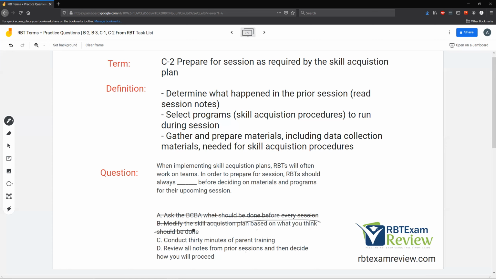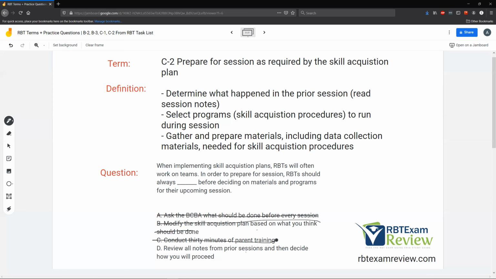C, conduct 30 minutes of parent training. Okay, so one, right, is your role parent training? No. You might assist in parent training, okay, but that's not your job. Two, okay, should you be doing 30 minutes of parent training before every session? Not necessarily. You know, maybe that's built into the plan, okay? And when the BCBA is out there, y'all do parent training. But if you're out there for your typical daily session, right, without the BCBA, you shouldn't be doing 30 minutes of parent training. You shouldn't be doing any parent training, okay, without the BCBA present. So C is out.